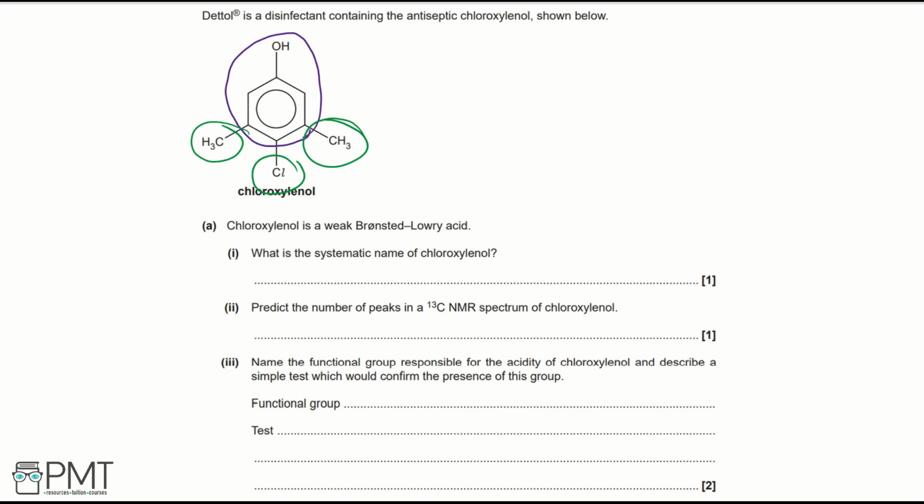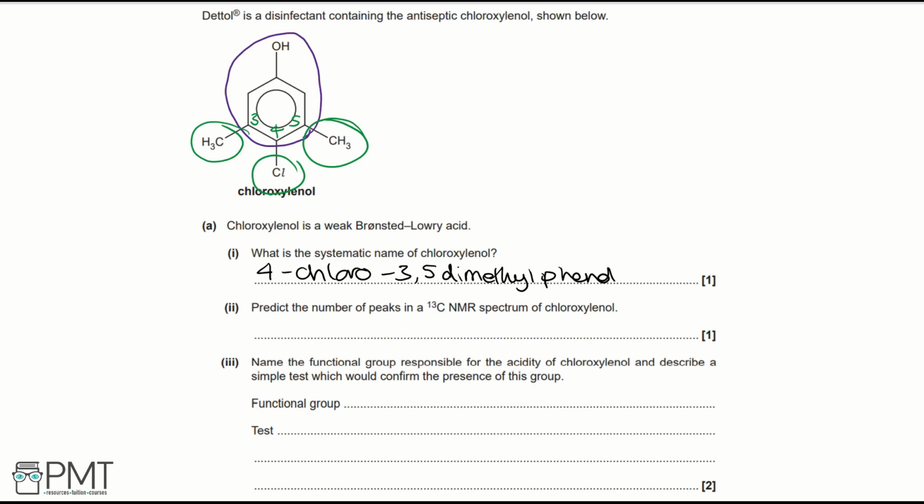The chloro group is attached at carbon number 4 and the methyl groups are attached at carbon number 3 and 5. So when writing its name, it is going to be 4-chloro to show that we've got a chlorine on carbon number 4. Then 3,5-dimethyl. It's important we write dimethyl because there are two methyl groups. And then finally phenol. To get the mark for this question, you must have the correct systematic name. So 4-chloro-3,5-dimethyl phenol. This gets you the mark for this question.